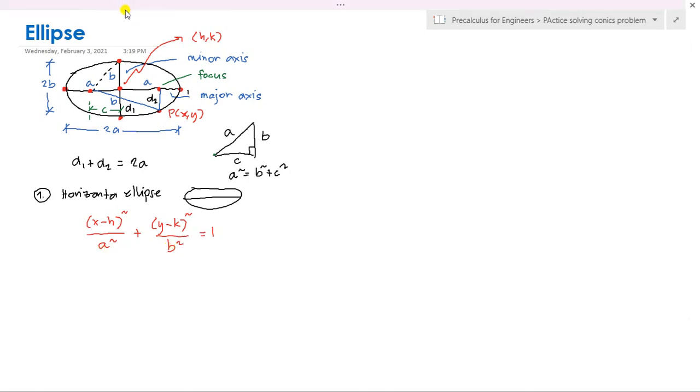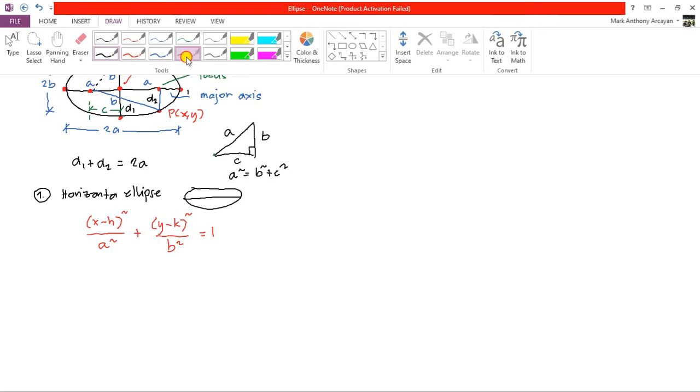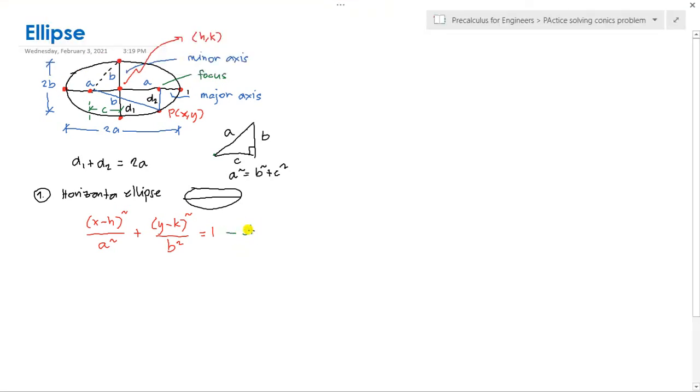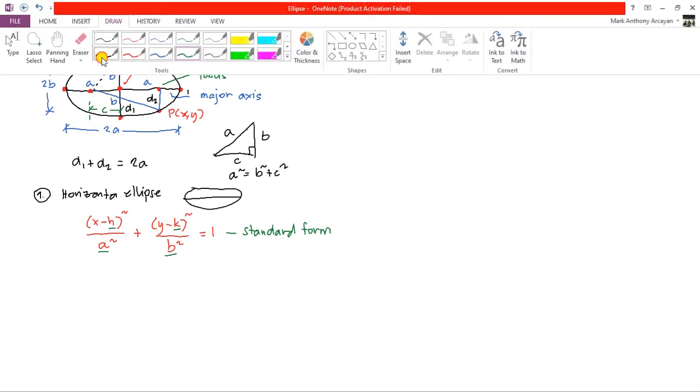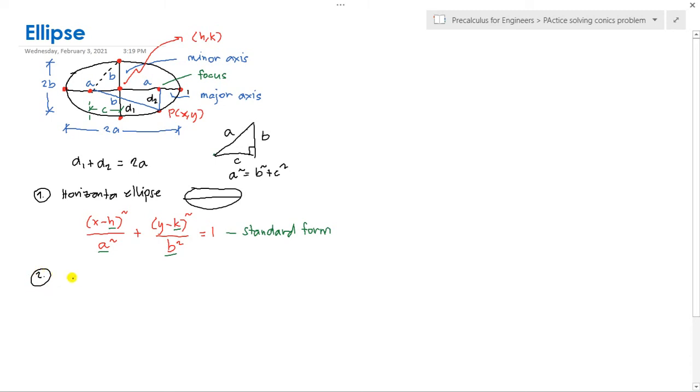So this is an equation in standard form. Dapat ka-familiarize mo. Mas better sa standard form since makitaan dayon ninyo ang value sa inyong center sa ellipse nga h and k. Makitaan pod ninyo ang value sa inyong a, that is the major axis, and b, the minor axis, by manipulating the denominators. Okay, so that is for horizontal ellipse. Ang second niyang position or orientation is the vertical ellipse. So vertical ellipse.